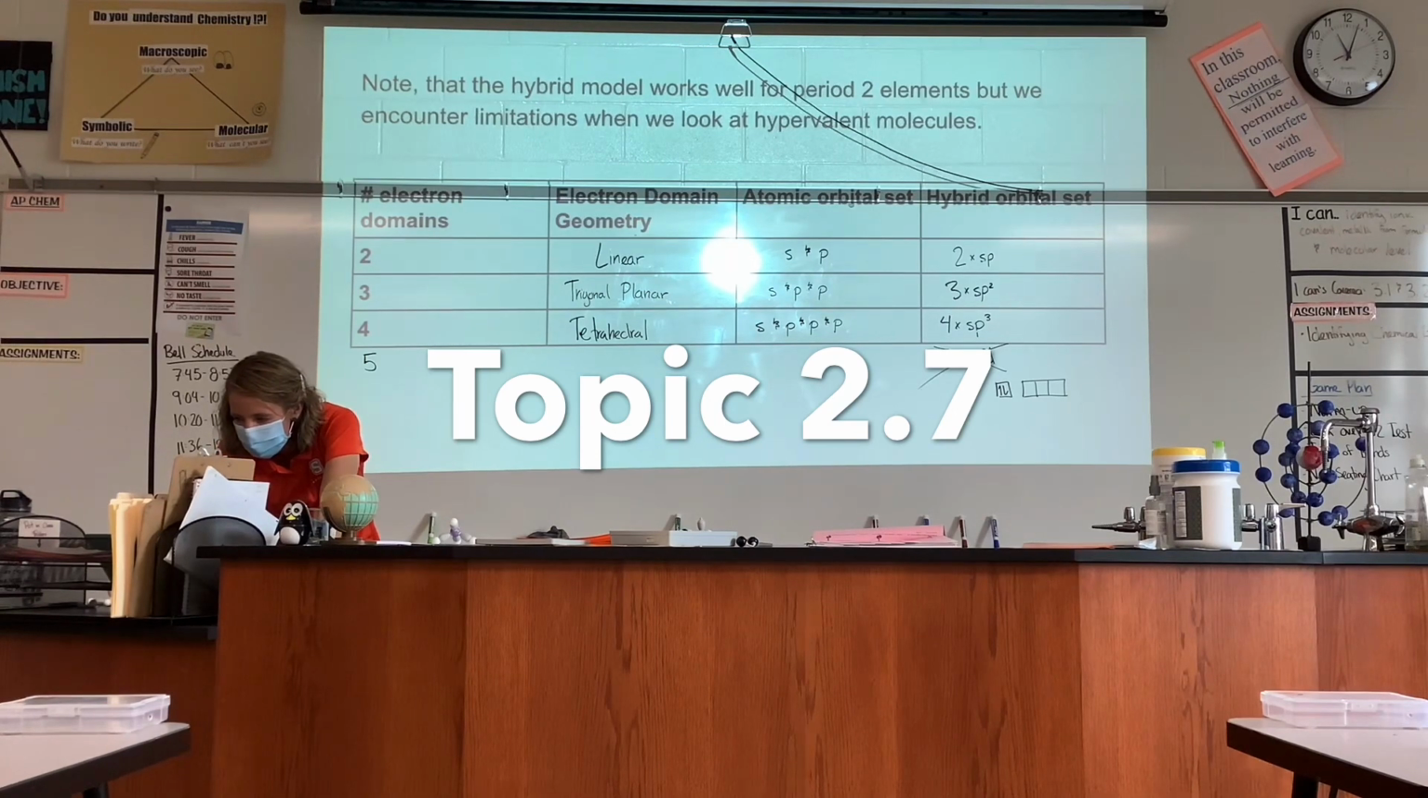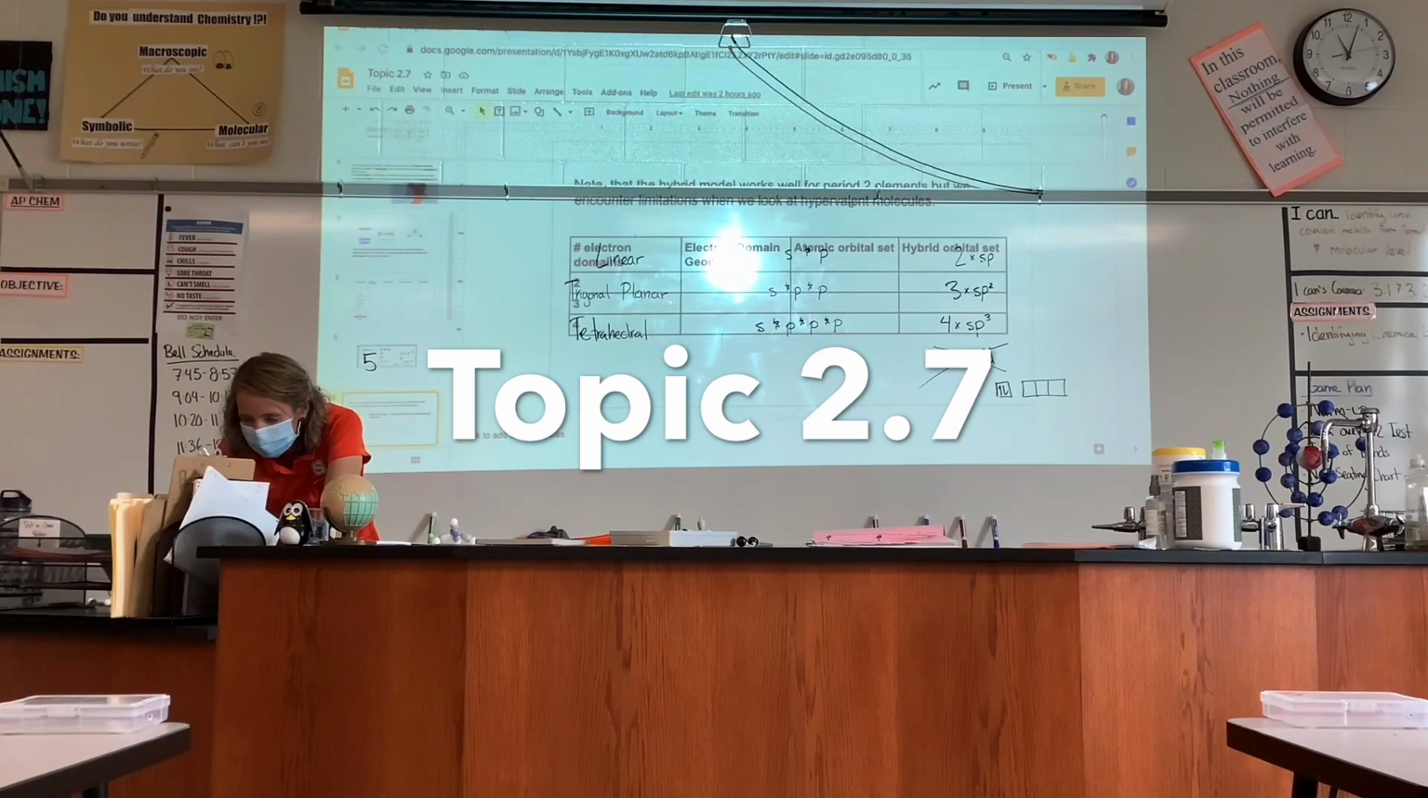Okay, next one is trigonal pyramid. And then this one is 4. Tetrahedral, so sp3. That's 5. Give me a pencil drop when you're done.